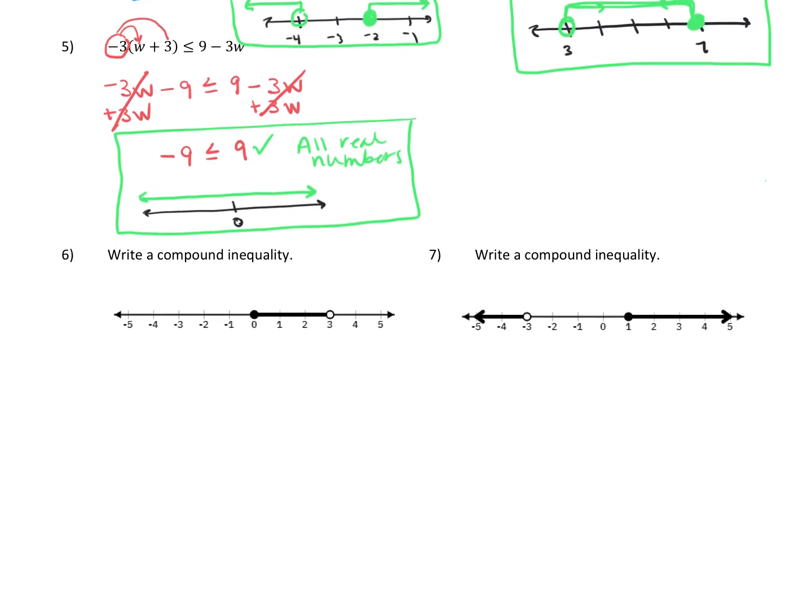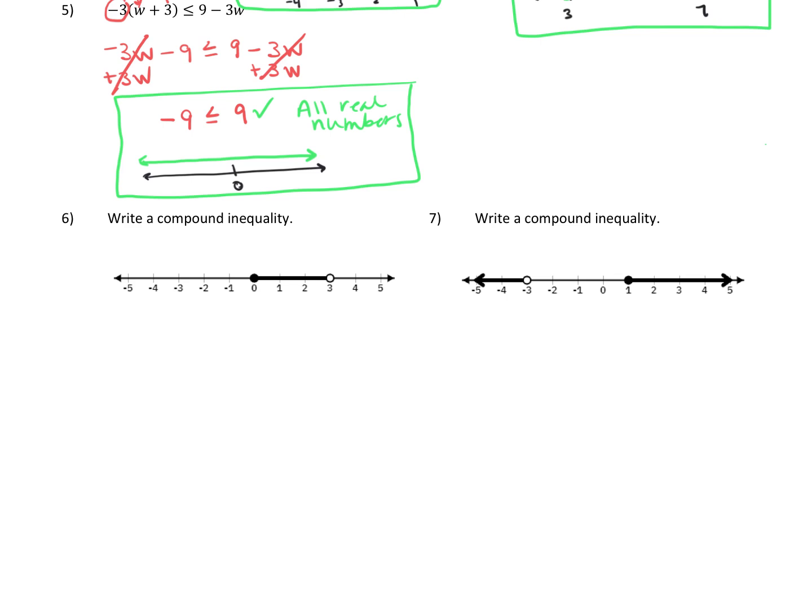All right, we just have 2 more questions on this front page. Number 6 says to write a compound inequality. We can see we're using the word compound because we have 2 inequalities on our graph. When we have this, I can see that we have a circle at 0 and a circle at 3, and everything in between is shaded. So when we're shading in between our two circles, this is what an and inequality looks like.